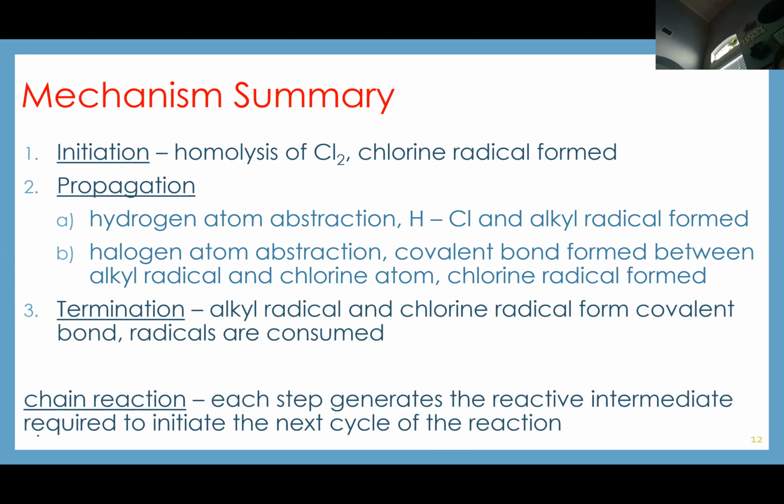So radical reactions can be called chain reactions because each step generates the reactive intermediate required to initiate the next cycle of the reaction. So in doing a halogen atom abstraction, you create another chlorine radical, or in doing the hydrogen atom abstraction, you create the alkyl radical. So each step, except for a termination, creates the reactive intermediate required for the next cycle of the reaction.